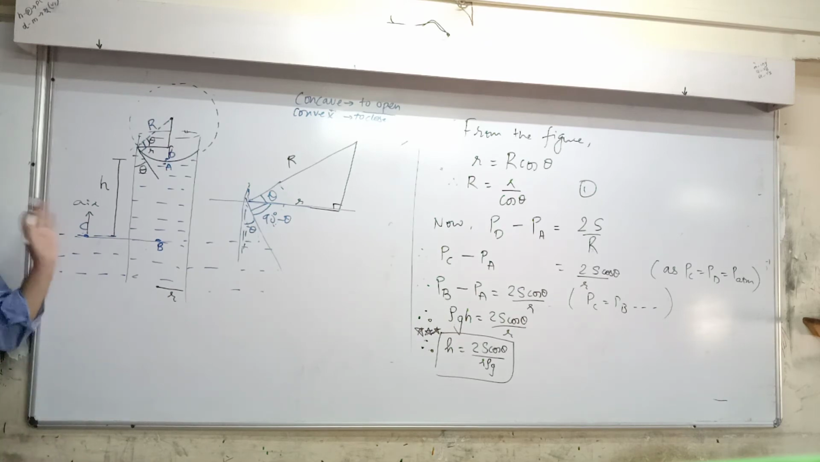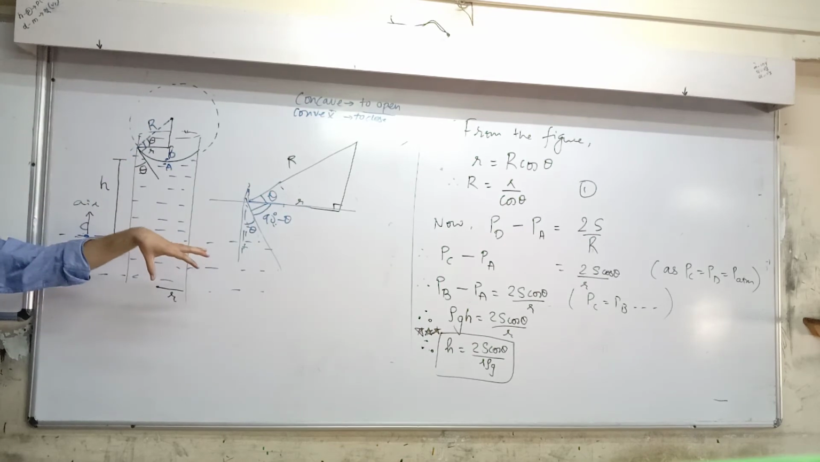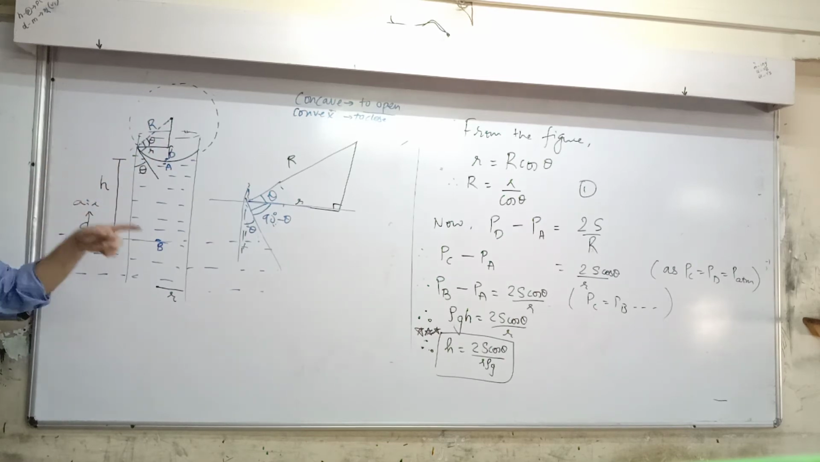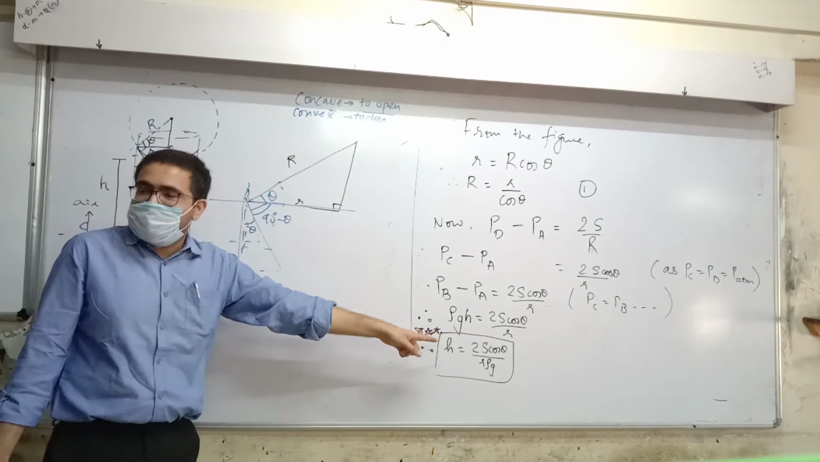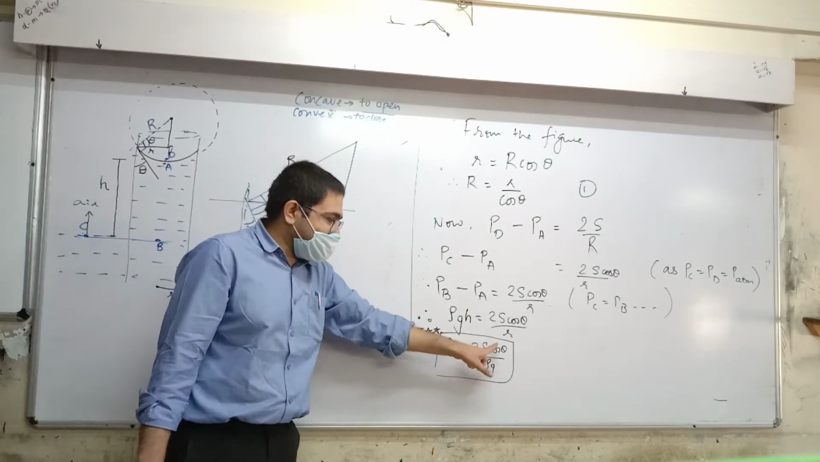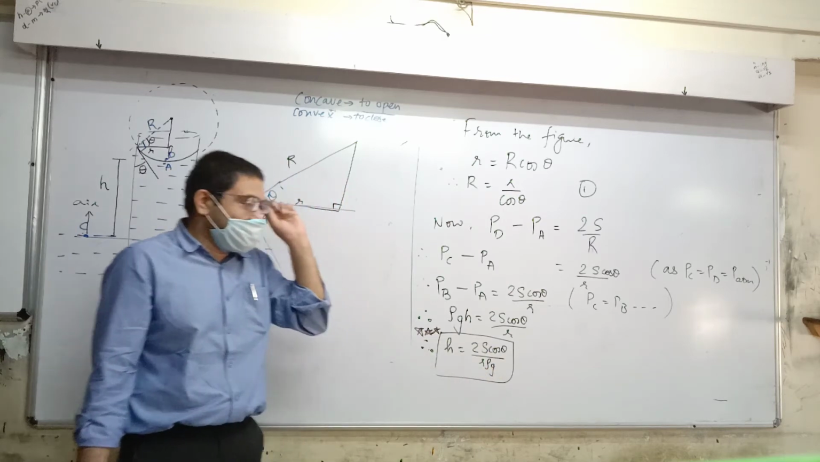So what have we derived? Listen to this. We have derived that if you put some fluid and then you dip a capillary tube, then the level inside the tube will increase by a height h. That's what we have done. Is that clear? That height h will be 2S cos theta upon r rho g.